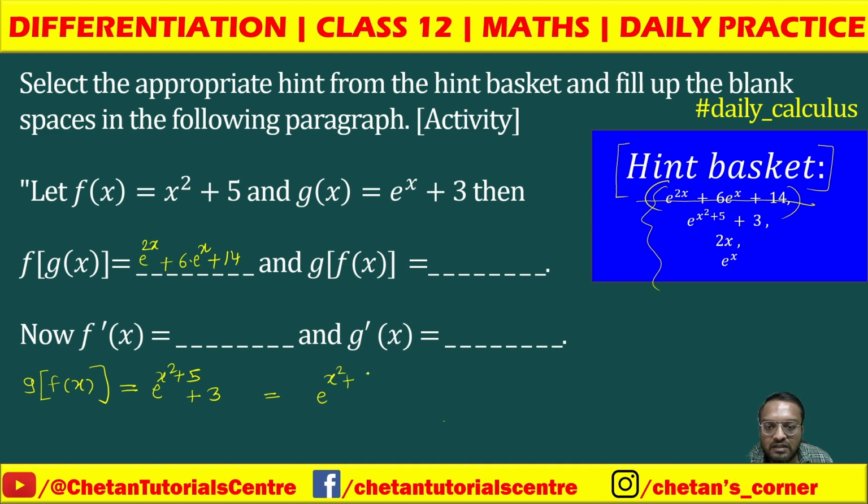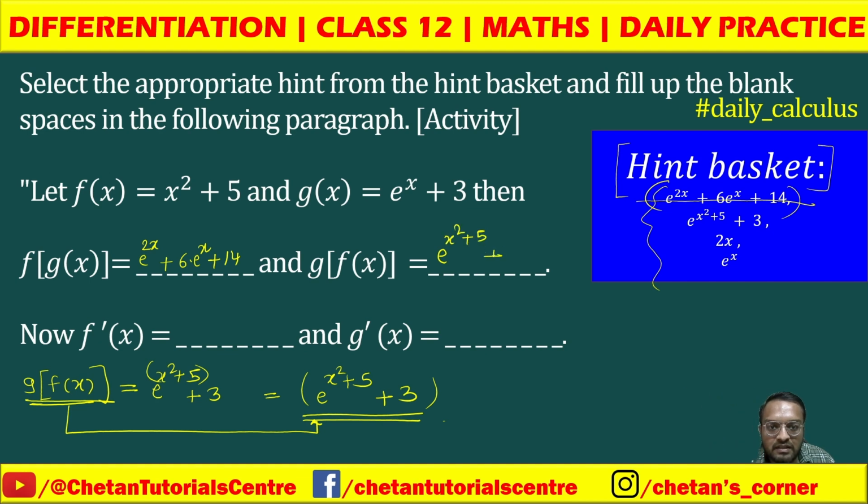e raised to x square plus 5 plus 3. So this is the final answer, as we cannot simplify this further. So this is the value of g of f x. Now I will write this final value in this blank space. So e raised to x square plus 5 plus 3. So let us verify the answer in the hint basket. So this value of g of x is being cancelled out.